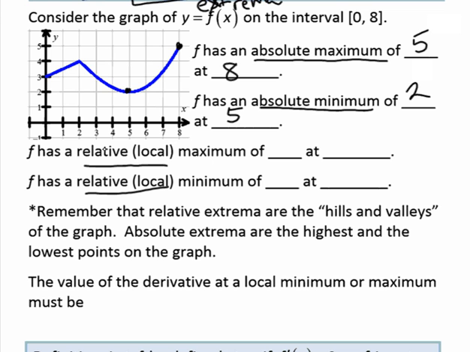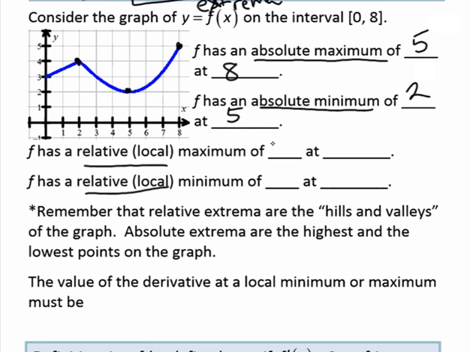So we also want to be concerned with relative maximums. For instance, f has a relative maximum here. It's not the absolute maximum, but around that area, if you zoom into that area, it looks like a maximum. So it's also a maximum, but not absolute.